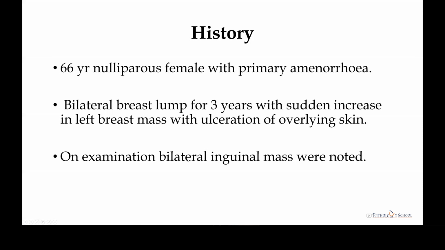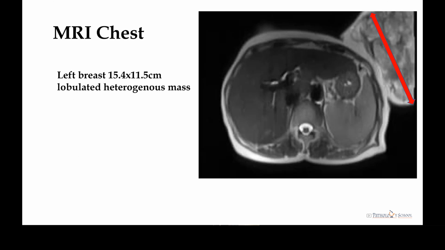The history provided was a 66-year nulliparous female with primary amenorrhea. She had bilateral breast lump for 3 years with sudden increase in left breast mass with ulceration of overlying skin. On examination, bilateral inguinal mass were noted.